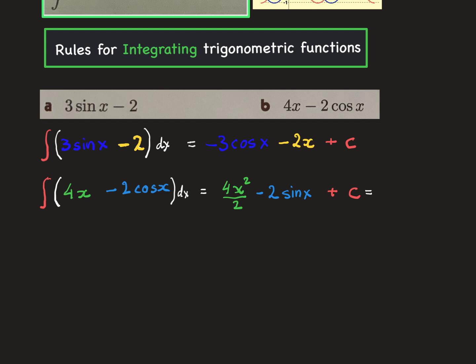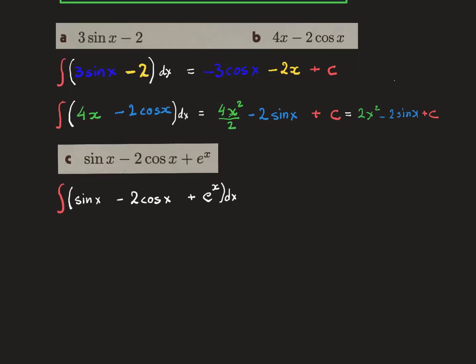And if you divide 4 by 2, you'll get 2x squared, and then continue with minus 2 sine x plus c. This third question, which comes from a book, is really very easy. It consists of 3 terms: a sine x, minus 2x, which is actually the same thing as we had in the previous question, and we also have an e to the x, which is also very easy to integrate. And you notice I'm not going to use different colors anymore.